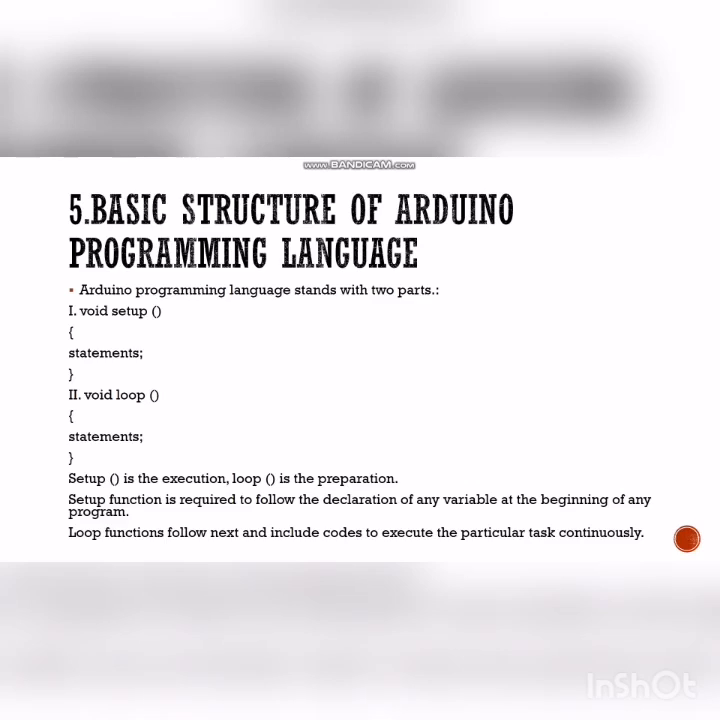Okay, for question number 5, the basic structure of the Arduino programming language. An Arduino program consists of two parts, which are void setup and void loop. The setup function is required to come first, with the declaration of any variables at the beginning of the program. The loop function follows next and includes code to execute the particular task continuously. That's all from me. Thank you.